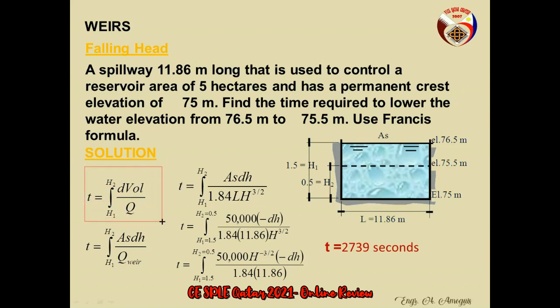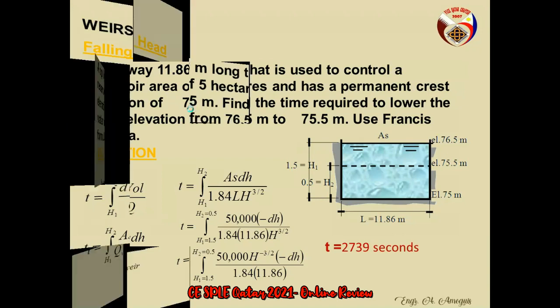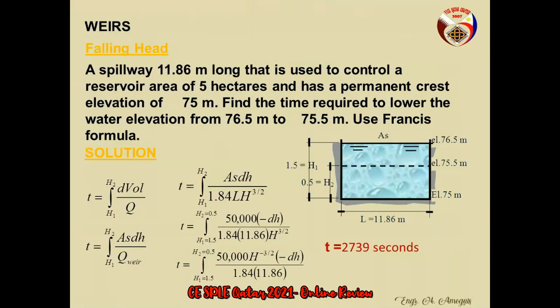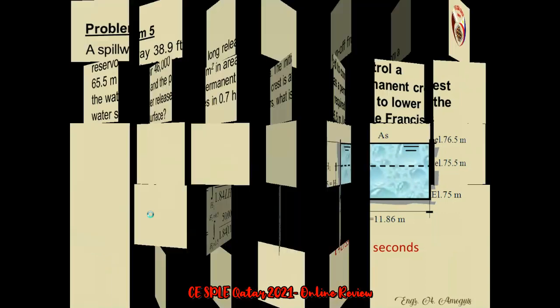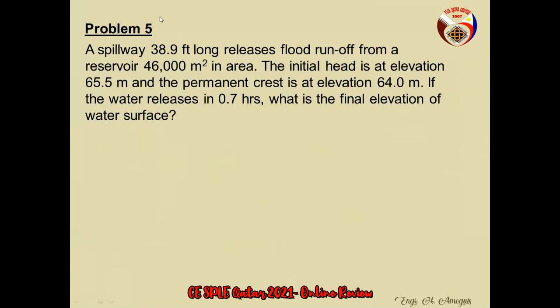Ito siya. D volume over DQ over Q. So general yan dahil unang-una magkaiba yung formula ng Q ng Weir. Wala tayong, kahit saan nyo tingnan sa mga libro, walang derived formula for a falling head under this topic. Meron lang tayo yung generic, D volume over Q. Yan lang. Then the rest, halimbawa ito.